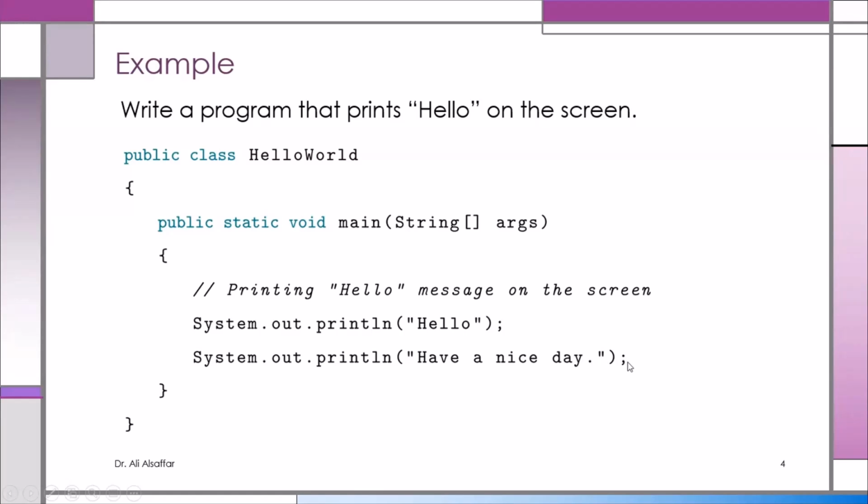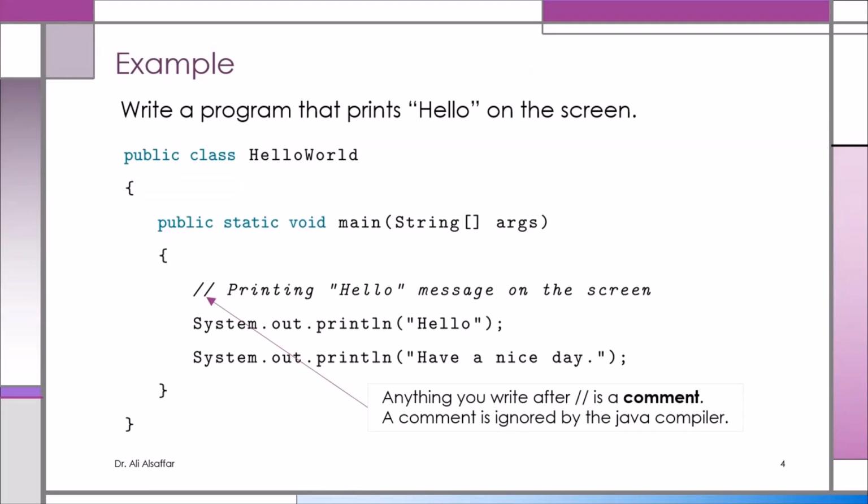So it is better, as formatting, to write every statement on a single line. But this is not a must for the compiler. The compiler doesn't care how you format your program. The look of the program is not important to the compiler, but it is important to us, programmers, or people who would like to use your program. So this is why any statement with a semicolon, you put on a separate line. So this is a comment, as I mentioned, and a comment is ignored by the Java compiler.